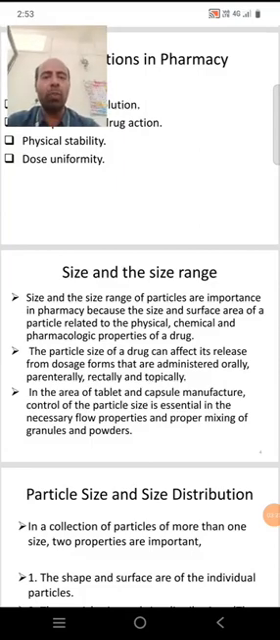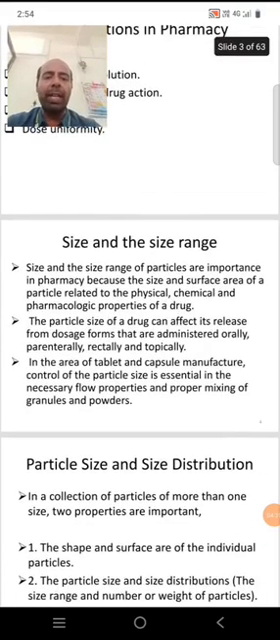The size and size range of particles are important in pharmacy because the size and surface area of a particle are related to the physical, chemical and pharmacological properties of a drug. The measurement of size and surface area of a particle is related to these properties. The particle size of a drug can affect its release from dosage forms that are administered orally, parenterally, rectally, and topically.